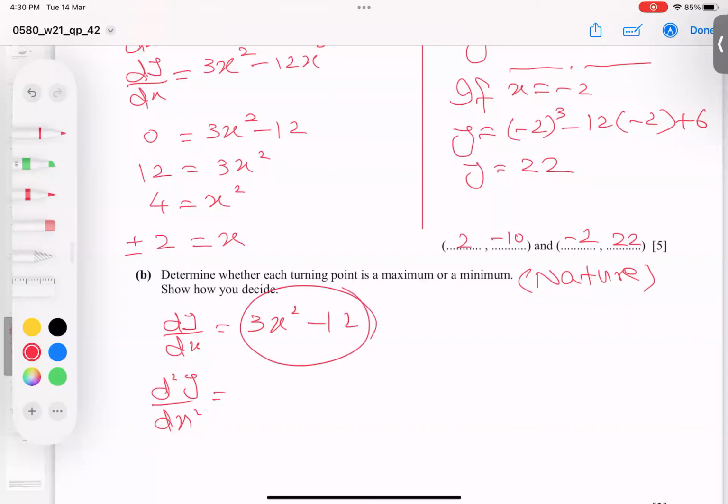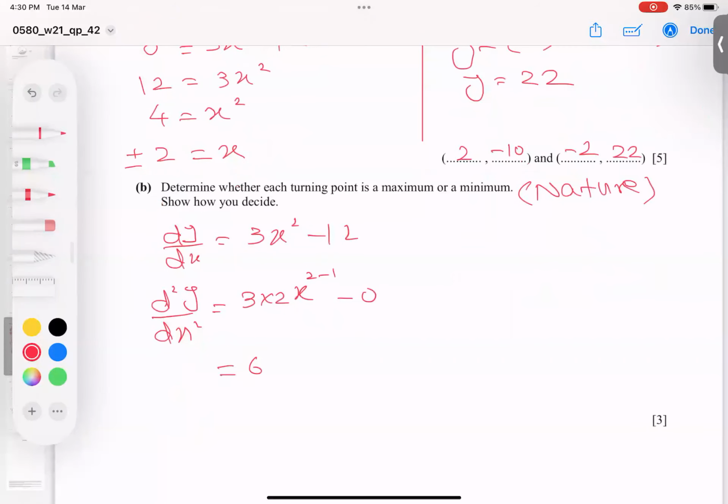And what is the differentiation criteria? This 2 will come and multiply with 3, and the power becomes 1 less, and the derivative of a constant alone is equal to 0, and ultimately I get 6x to power 1. This is the second differentiation, over.